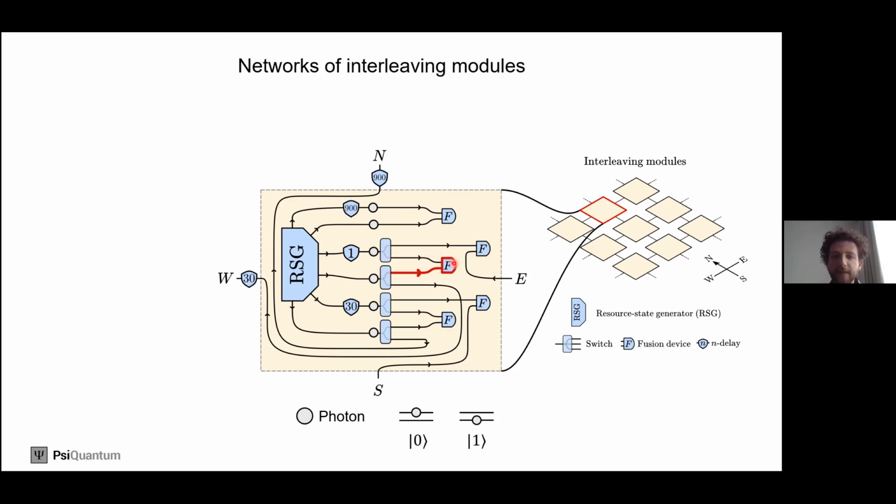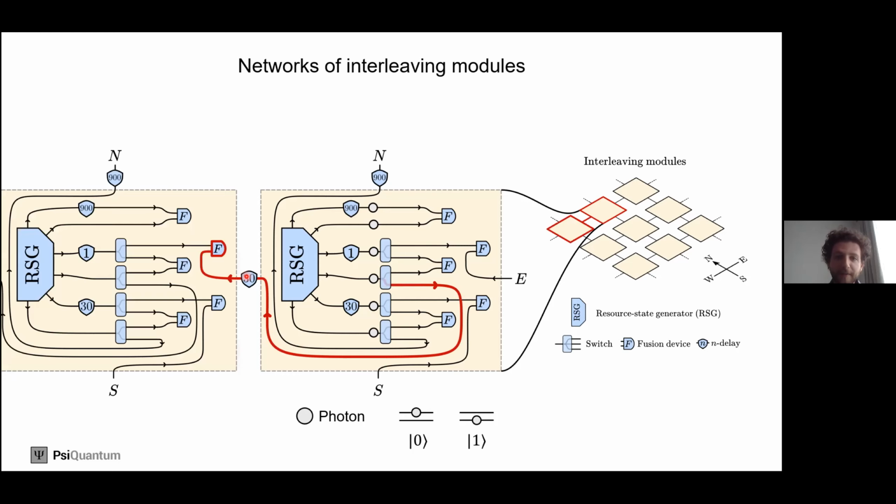Some switch settings route photons to different modules. For instance, this switch setting routes this photon to this fusion device, but this switch setting routes the photon to a fusion device located in a neighboring module, namely the module to the left, this module. So switch settings can be changed in every RSG cycle. And this is how we actually perform quantum computations.